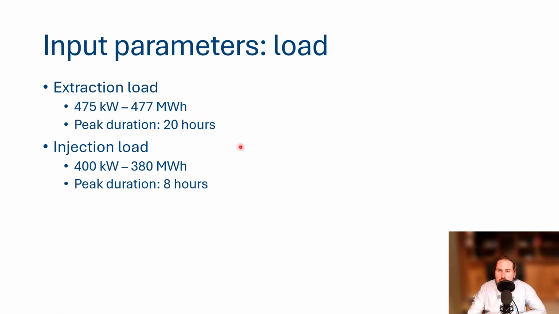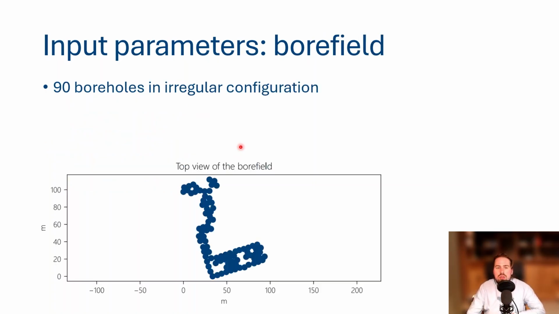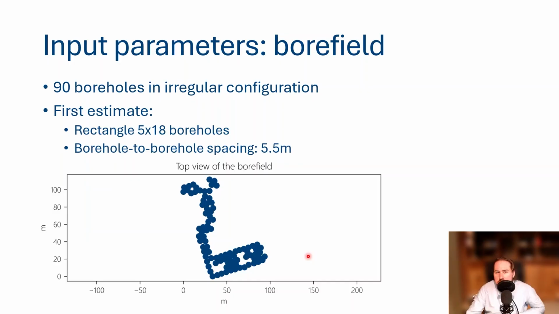Then onto the star of today's video, it's the borefield. So it's 90 boreholes in an irregular configuration, which looks like this. So as you can see, it has something of a rectangle here or an L shape if you're very creative. But this is very difficult, as you can see, to make a simulation as a first estimate. So in this project, the first estimate was a rectangle of 5 by 18 boreholes.